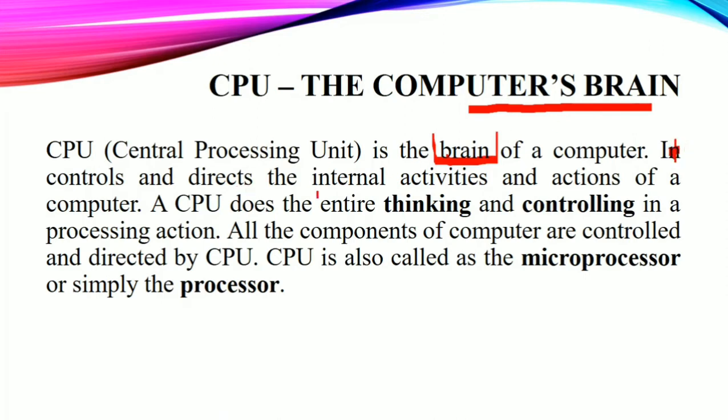It controls and directs the internal activities and actions of a computer. CPU can control and direct the internal activities and actions of a computer system. It means it will simply control and manage everything that is being done inside our computer. A CPU does the entire thinking and controlling in a processing action. It will take all the decisions, and it will control everything when it is processing a task. Now all the components of computers are controlled by the CPU. It means everything in our computer is controlled and managed by the CPU only.